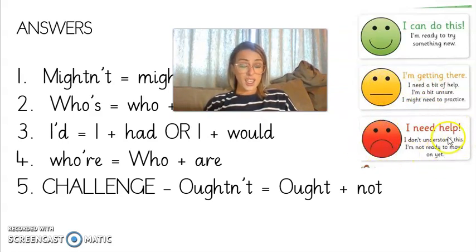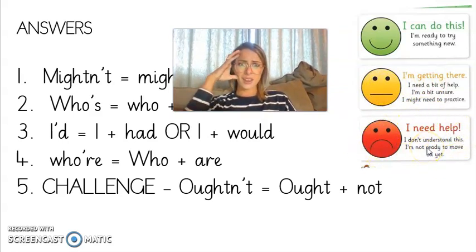This one is just for if you're sitting there thinking, Mrs. Thompson, you are speaking Japanese. What are you talking about, you crazy lady? Then maybe give yourself a sad face. But that's okay. You don't need to worry. It's the first time we've done it. So really hope that you managed to get a few of those answers right today.